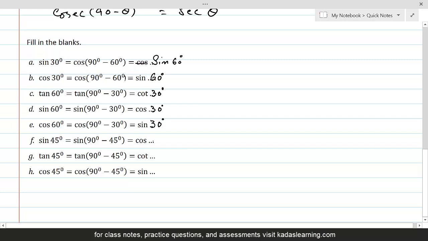So sine of 90 minus 45 will be equal to cos of 45 degrees. And tan will be equal to cot of 45 degrees, and cos of 90 minus 45 will be equal to sine of 45 degrees. These results are helpful to understand how sine changes to cos, cos changes to sine, tan to cot, cot to tan, secant to cosecant, cosecant to secant.